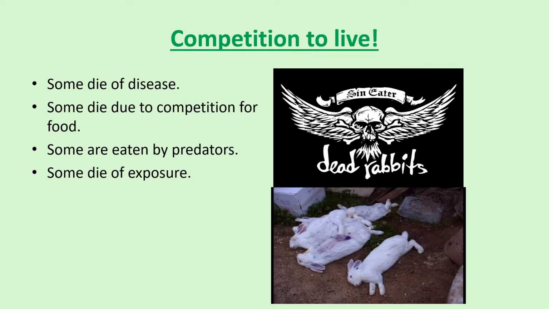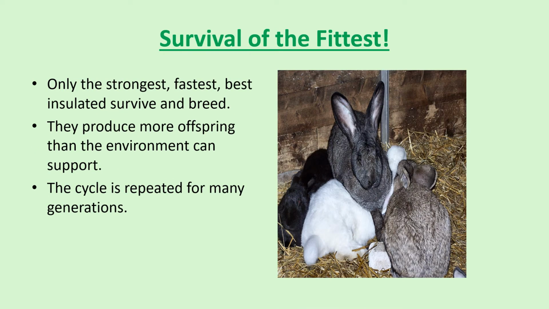And all of these different offspring will compete to live. So some will die because of disease, some will die due to competition for food, some will be eaten by predators, and some will die because of exposure to harsh environmental conditions. Only the strongest, the fastest, the best insulated survive and breed. This is called survival of the fittest and is natural selection. So the fittest offspring then produce more offspring than the environment can support, and the cycle repeats again over many generations.